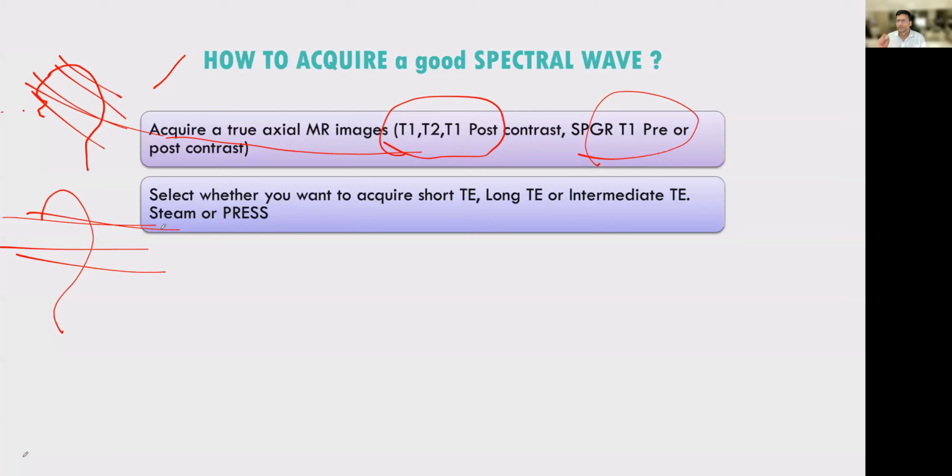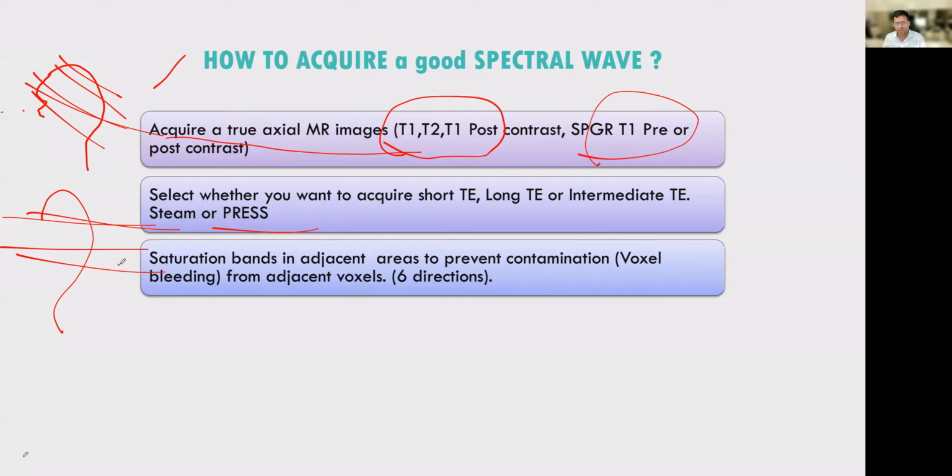Next is you should select what you are dealing with. Are you dealing with a single voxel or anything? This is all MR vendor dependent. You can select, in most of the places you use this PRESS technique. We are doing the point resolved technique. And this is very, very, very, very important: saturation bands. Normally, this is how you want to study this part of the brain.